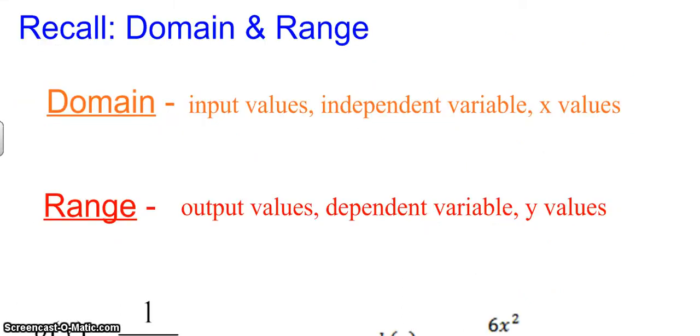Okay, so in previous units we have studied domains. Domain is the input values or the independent variable, the x values. It's what are all of the numbers that you can put into a function that will lead you to getting an output value or your range of values. The range is dependent on the domain. So again, what did you put in? Domain to get out your range.